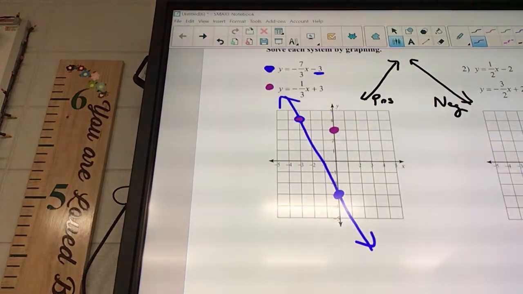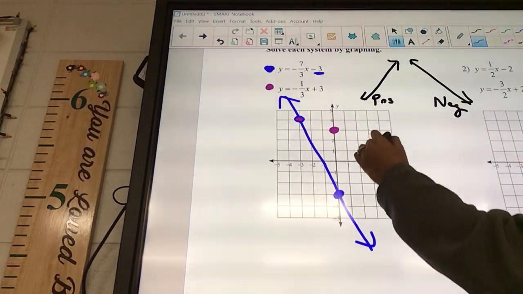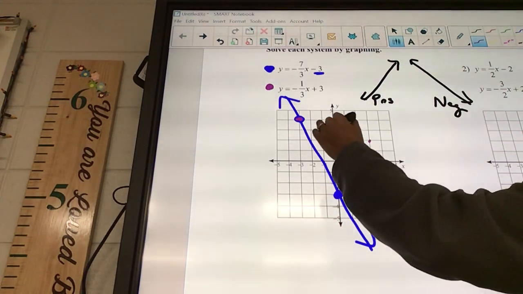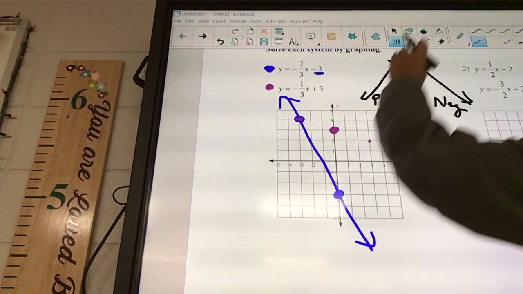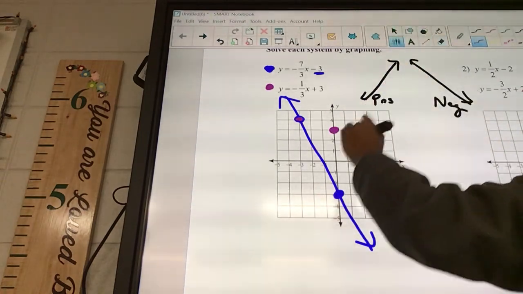And notice how this one is blue and purple. That's our intersection point, okay, or our solution. Okay, so this one in this case has one solution. And you guys don't need to, but you could even go down 1 over 3, down 1 over 3, okay, and make as many. But as soon as you get that intersection point, then you could be done graphing.